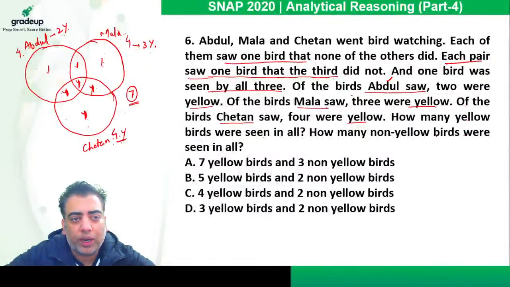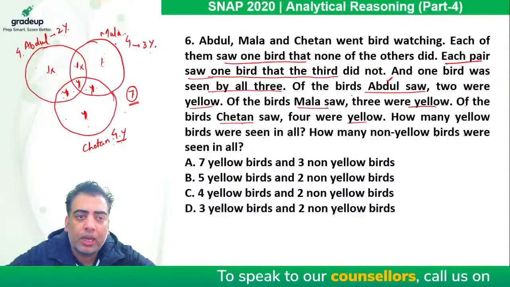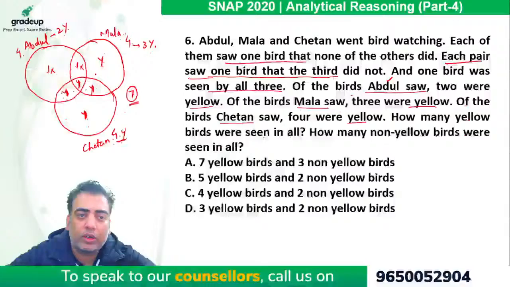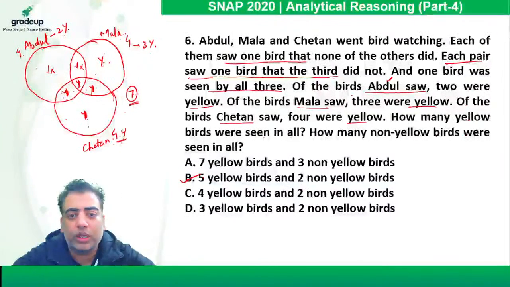So the 2 of Abdul is taken care of. It means this is not a yellow bird. This is not a yellow bird. As Mala saw 3 yellow birds, so this must be a yellow bird. So out of the 7 birds, it gives me 1, 2, 3, 4, 5 are yellow birds and 2 are non-yellow birds. So the correct answer comes out to be B. Right.